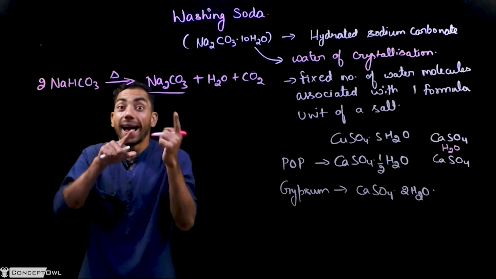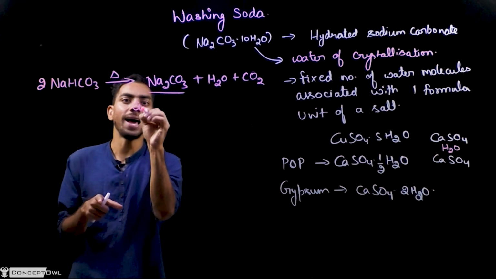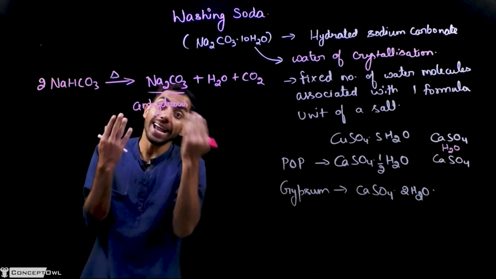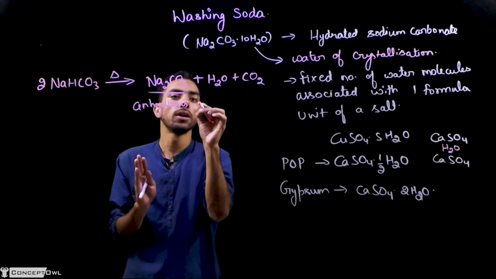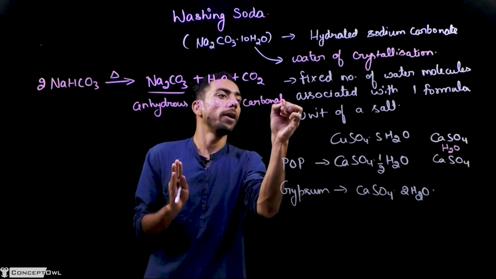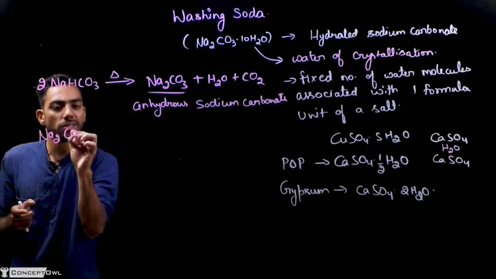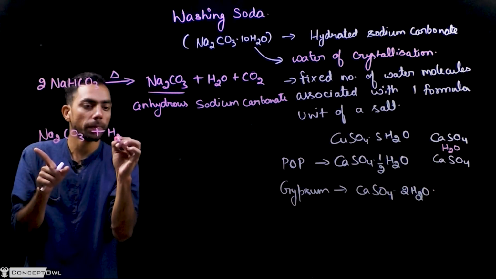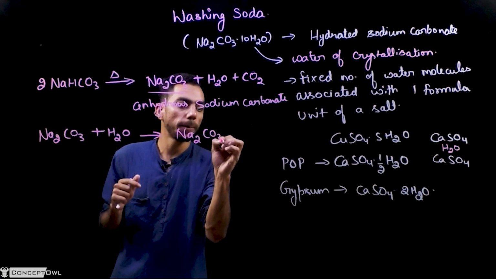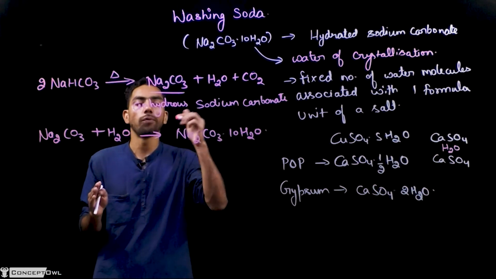So now we have anhydrous sodium carbonate. There is no water of crystallization. So this is not the washing soda. This is anhydrous. Hydrated means there is water, anhydrous means there is no water. But we need hydrated Na2CO3. So what we have to do is just put this Na2CO3 into water and try to crystallize it. And you will get Na2CO3.10H2O. Simple. This is the preparation of washing soda.